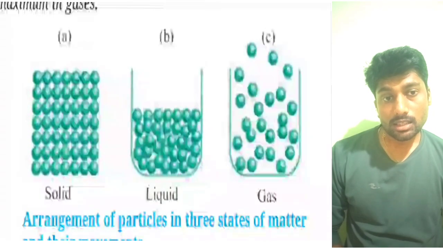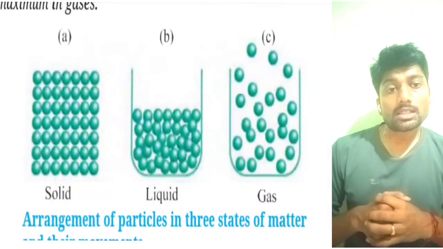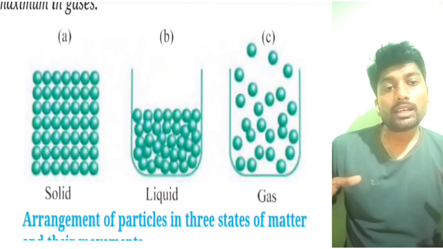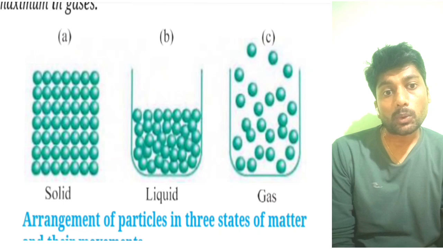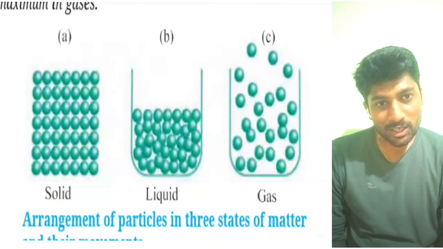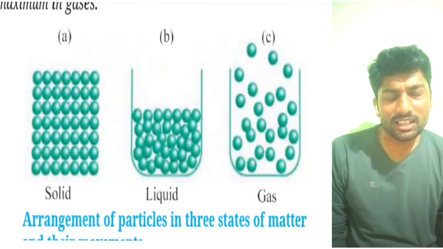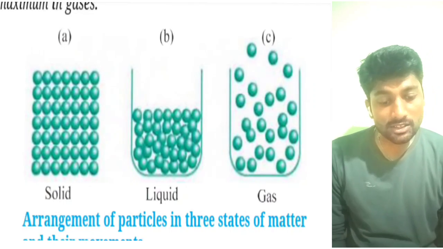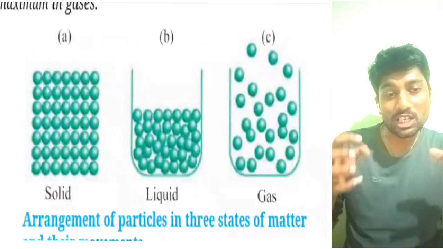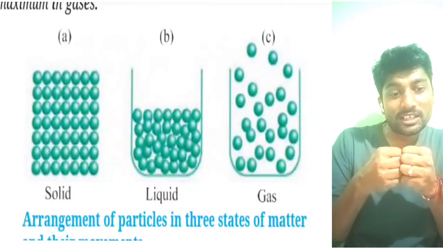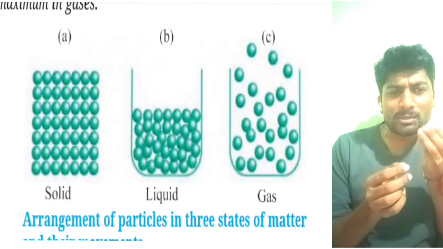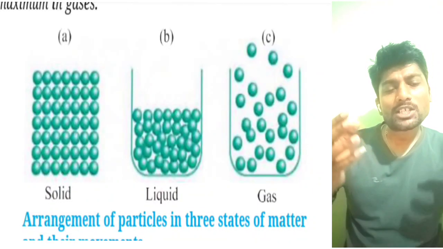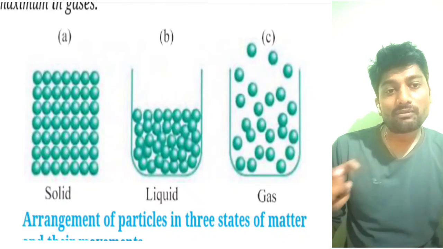But in the gases, the particles are completely freely arranged. Space is more. So look here. Solid, compactly arranged. Liquid, a little freely arranged. Gases, completely freely arranged. In the solid, attraction is more, so that's why they are very, very near. In liquid, attraction is a little bit less. In the gases, attraction is very, very less, so that's why they are very free.